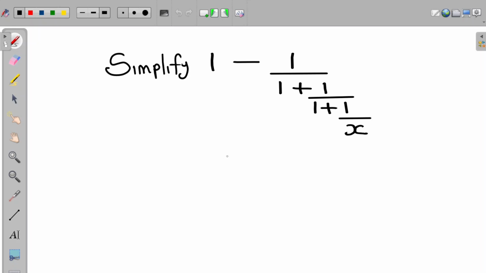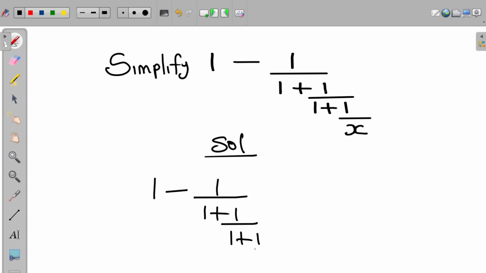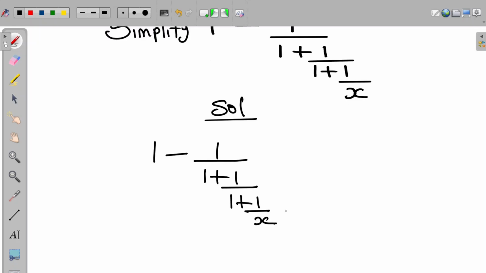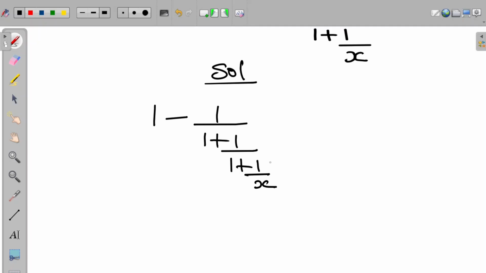Hi, in this video, we will simplify this special fraction given to us. So we are given that 1 minus 1 divided by 1 plus 1 divided by 1 plus 1 divided by x. So we are asked to simplify the expression. So we have that this becomes 1 minus 1 divided by 1 plus 1 divided by 1 plus 1 divided by x. So the first thing we do is to take LCM from this point.